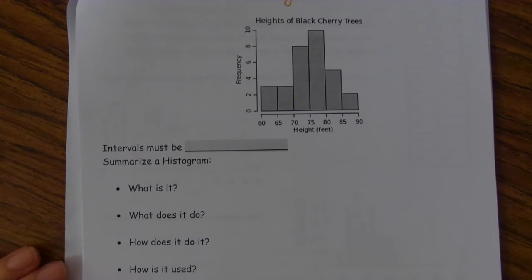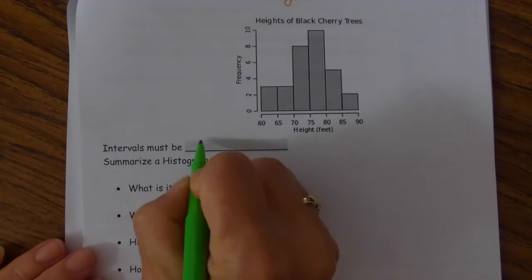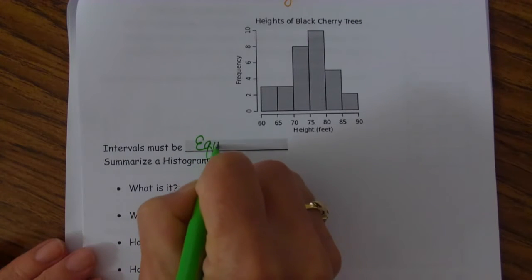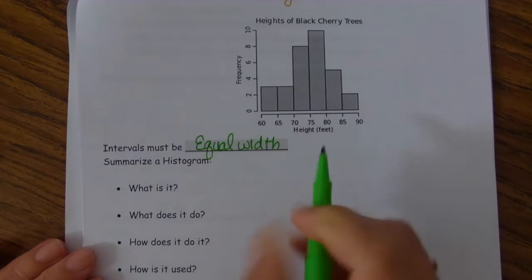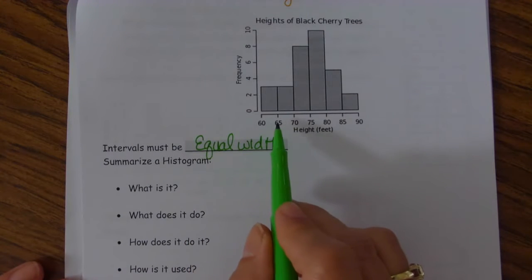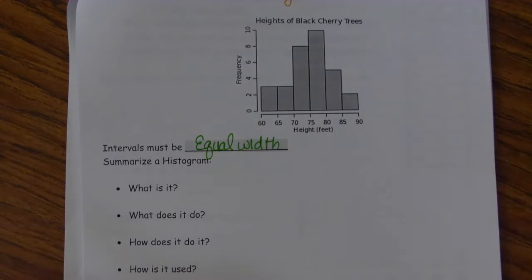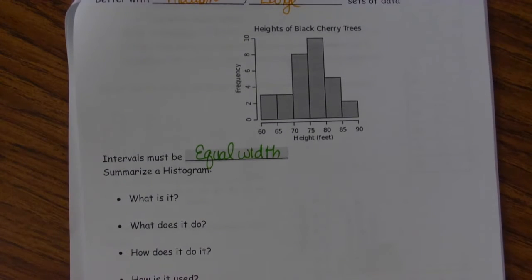Okay, one thing about histograms, though, is the intervals must be equal. Equal width, right? So 60 to 65, 65 to 70, 70 to 75. We have to make it, and you would do that with any graph anyway. You already know that it has to be scaled alike.